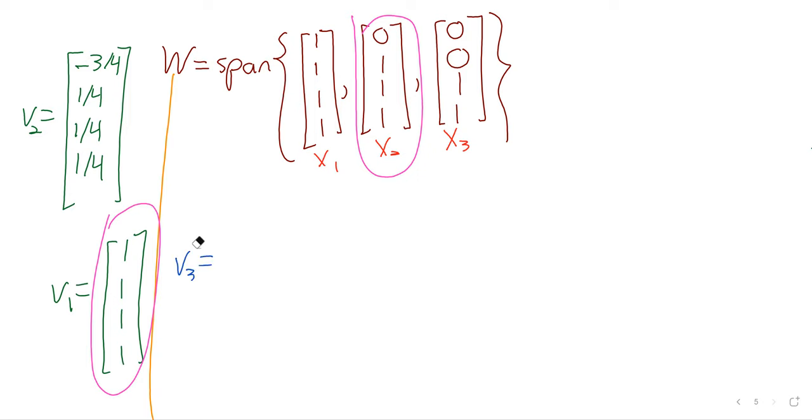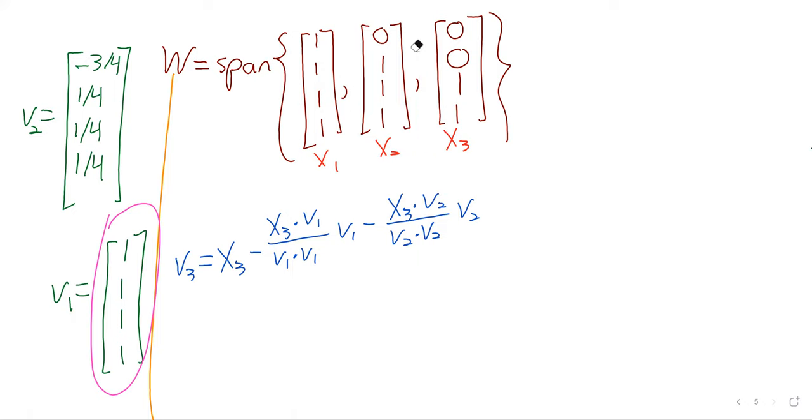V3 is x3 minus x3 dot v1 over v1 dot v1 times v1 minus x3 dot v2 over v2 dot v2 times v2. So, all righty, let's see what we can do. Let's see if we can do this in our head.